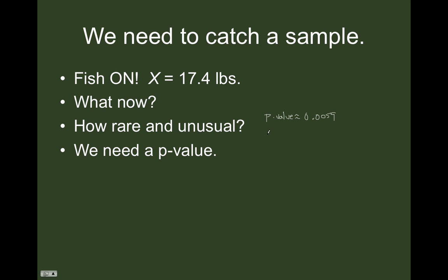And this is very small. It would certainly be less than, for example, if I made alpha 1%, then this p-value is clearly less than 1%, and it's less than most reasonable alphas we would use. So the decision here would be to reject H naught.